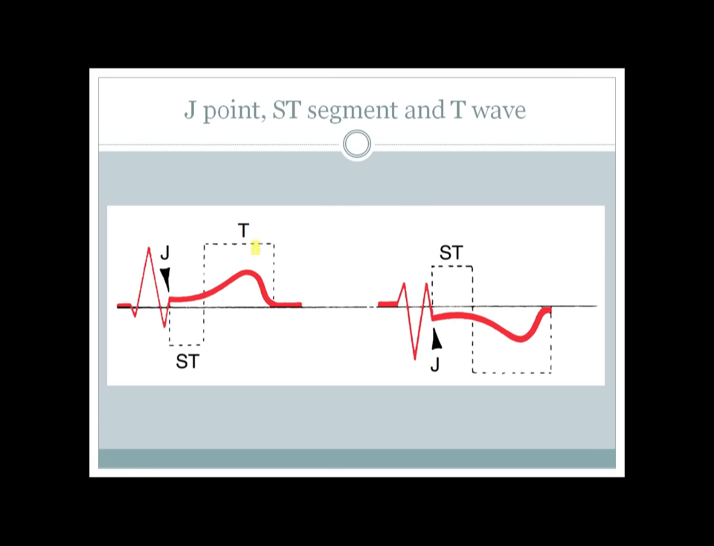So here we can see the different parts. If this is a QRS complex, this should be the end of the QRS complex and the beginning of the ST segment. So this junction is called a J point, and this is the ST segment, which is between the J point, or between the QRS complex and the T wave. This is the ST segment, and then you have the T wave.